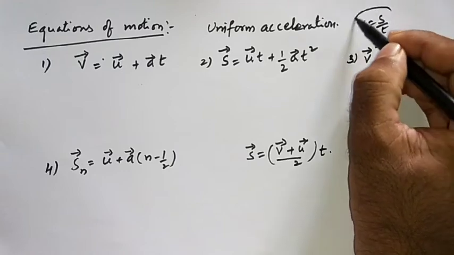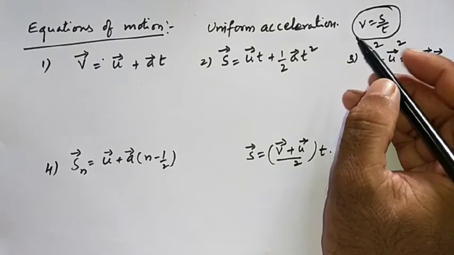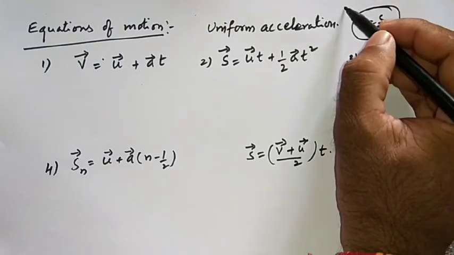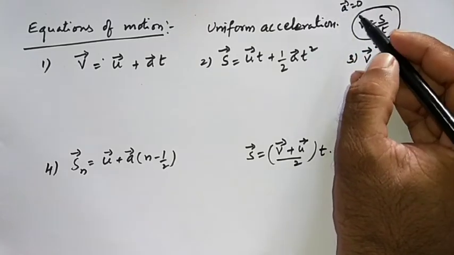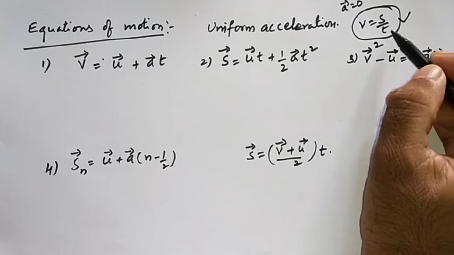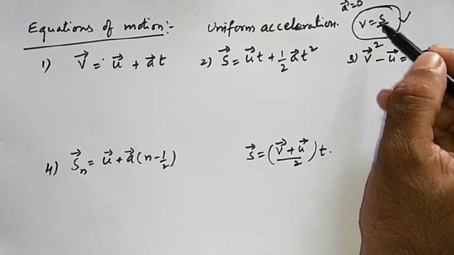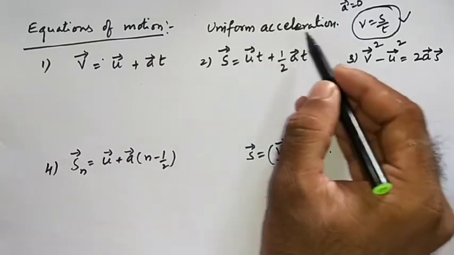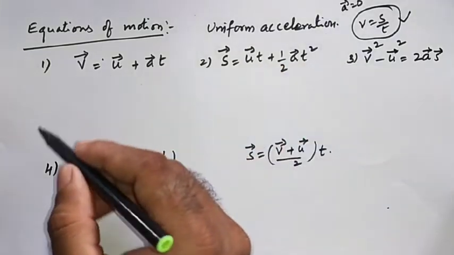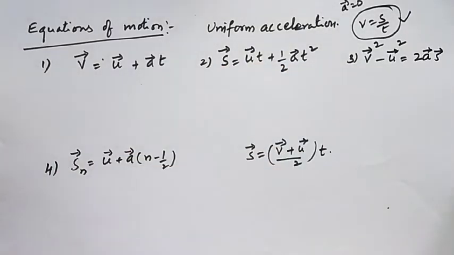If the body has acceleration 0, then we simply use V is equal to S by T. This is the formula to calculate when the body velocity is constant or acceleration is 0. You can use this formula to calculate displacement, velocity, time, whatever it may be. But if the body has uniform acceleration, to calculate different parameters we use these equations.